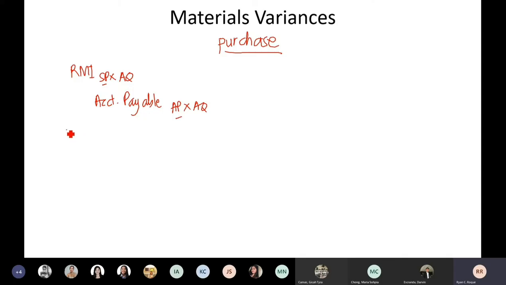And that means na meron tayong materials price variance. Ano magkaiba? Magkaiba ang price. Pangalan ng variance pa lang, alam mo na kung ano yung magkaiba. Ano ang magkamuka? Actual quantity. Whenever there is a problem in the price, the actual quantity is being multiplied. Kahit labor pa pinag-uusapan, may problema sa rate, actual hours ang minumultiply natin.